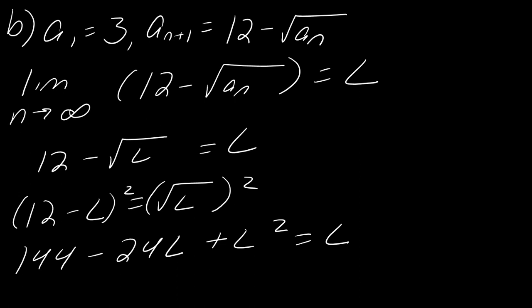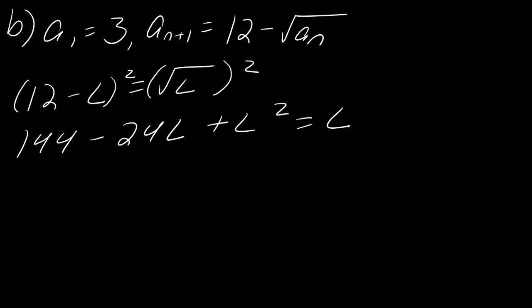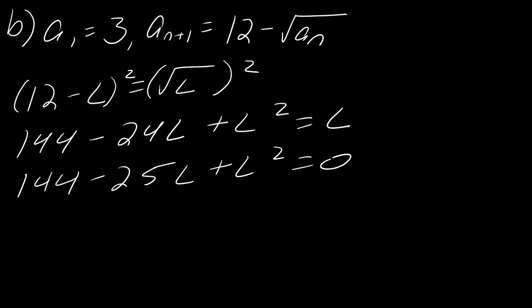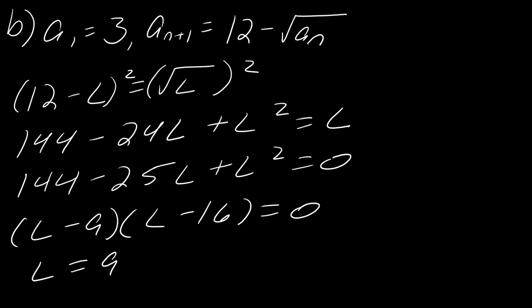So this is really just something quadratic. At this point, let me clear a little space. I'll subtract off the L, so now this becomes minus 25L plus L squared. Okay, so this will factor into L minus 9 and L minus 16. So I have L either equals 9 or L equals 16.